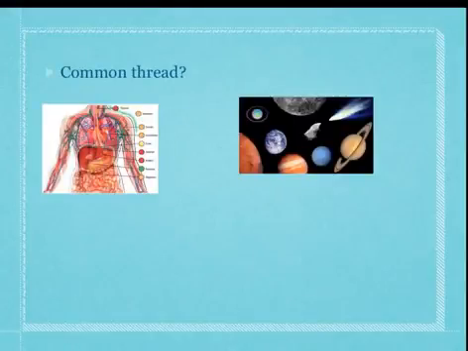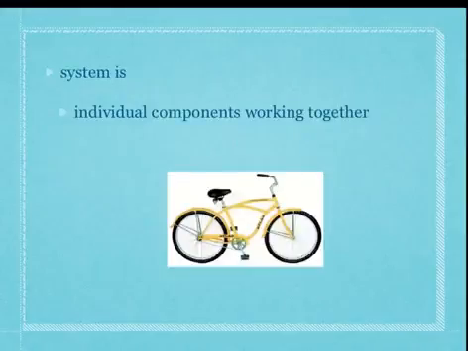So if you take a look at these pictures, we have a solar system, we have a body. And the common thread between them is that they're both systems, that they're both made up of interdependent parts. So what we can come up with, our idea, is that a system is individual components working together.